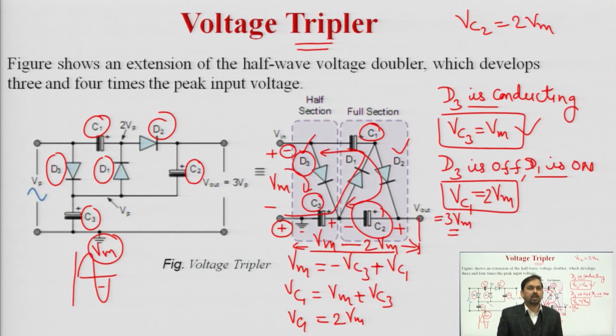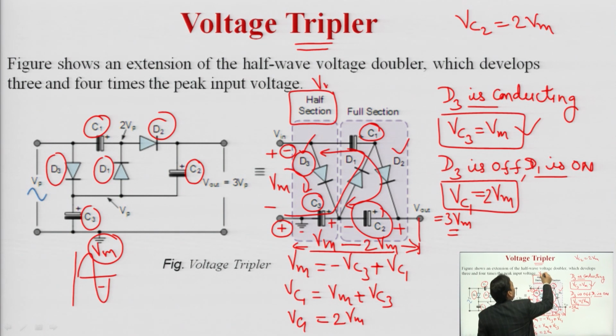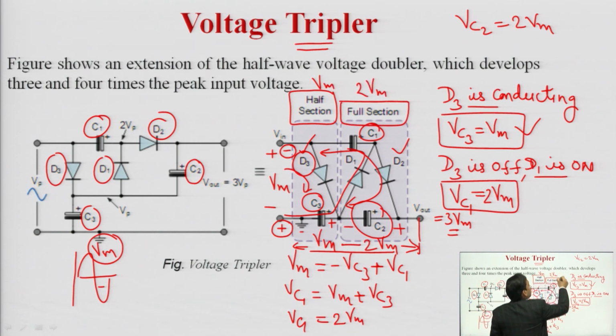From this last circuit we can clearly see that this half section is providing a voltage of Vm, whereas this full section is providing a voltage of 2 times Vm, doubled. So every full section provides a voltage of 2 times Vm. For a quadrupler circuit, if we want a voltage 4 times the peak rectified input signal, then we will be using 2 full sections.